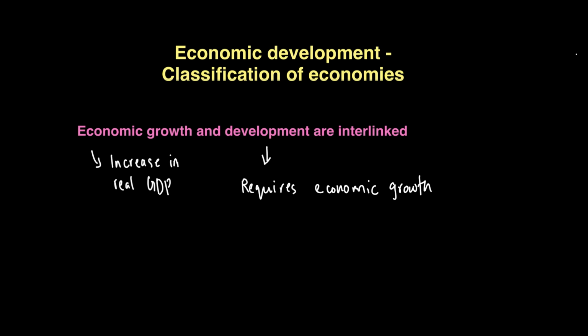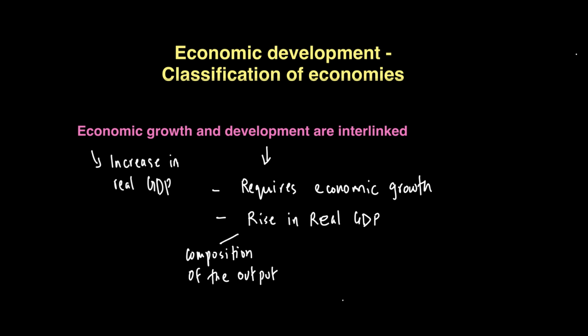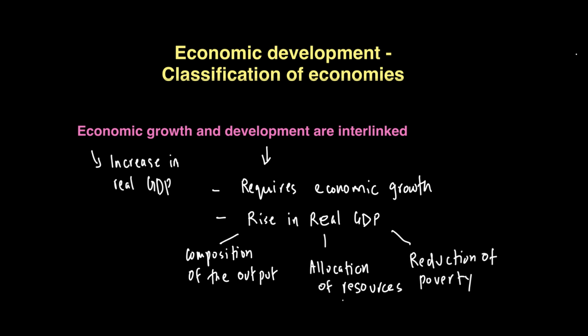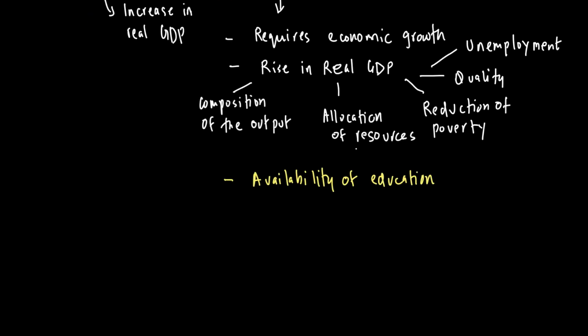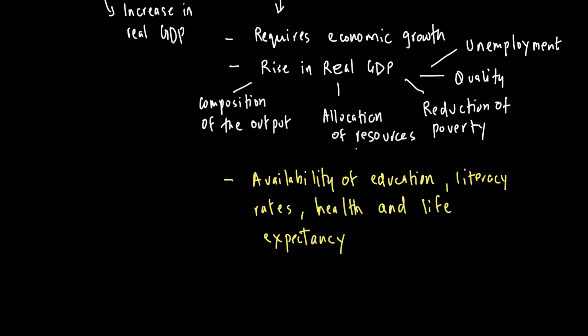not only looking at a rise in real output, it may also involve looking at the composition of this output and a consequent shift in the allocation of resources, as well as any reduction of poverty, inequality, and unemployment. Furthermore, economic development may also entail what we call availability of education and literacy rates, as well as health and life expectancy.